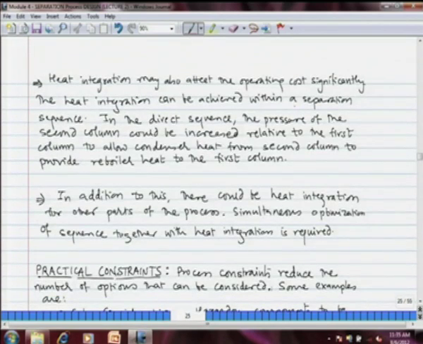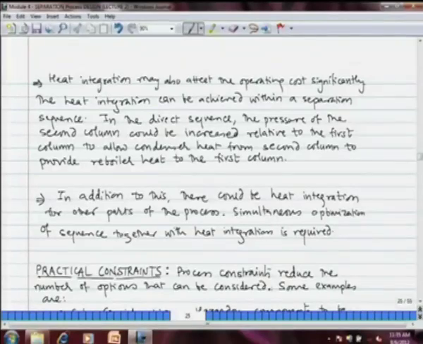Heat integration is another issue in this case. We cannot have the luxury of providing utilities for the reboiler and bottoms of each of these columns separately. We have to have heat integration. We have to see where surplus heat is available, and that surplus heat as far as possible should be utilized to meet the energy demands. That way we bring down the operating cost of the process. So, heat integration is an important issue. Heat integration may also affect the operating cost significantly.